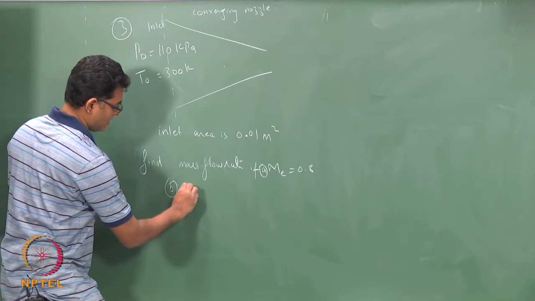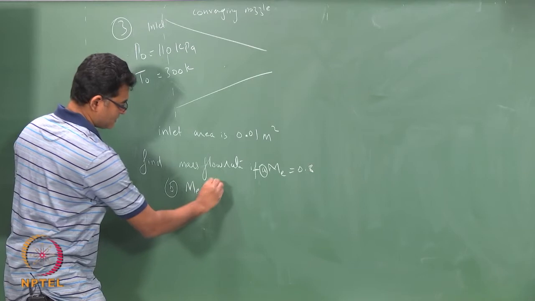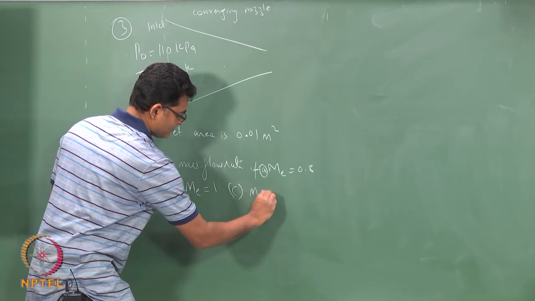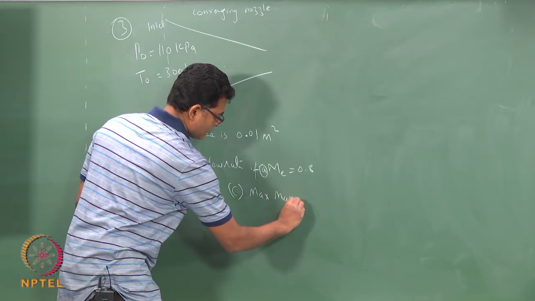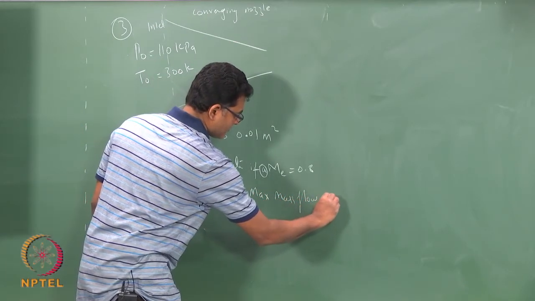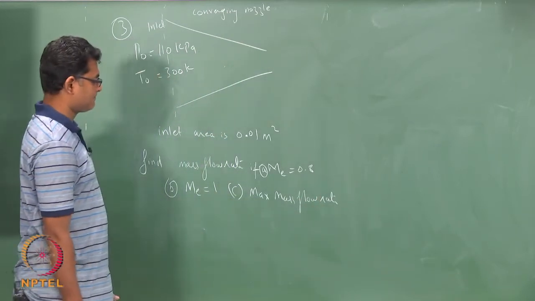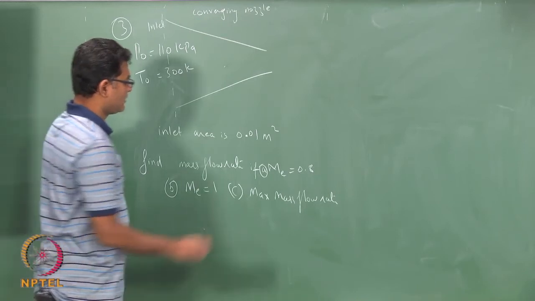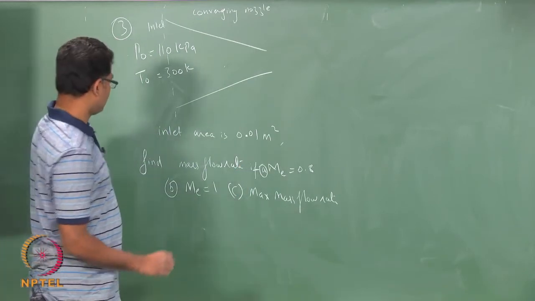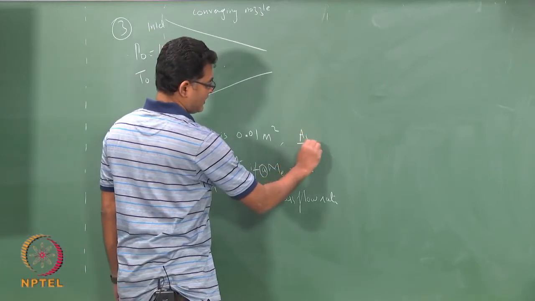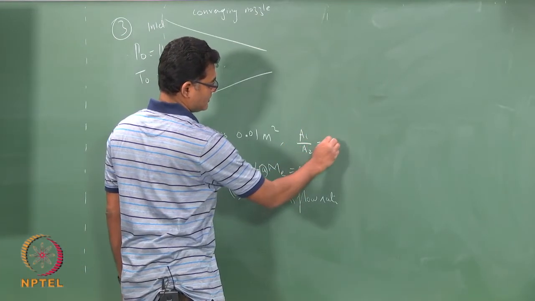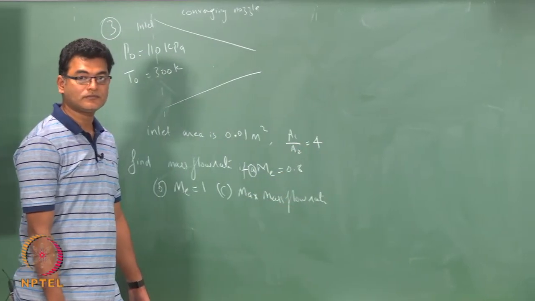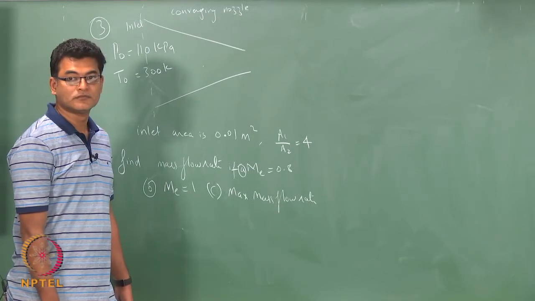Second question, if at m exit is 1, we find the maximum mass flow rate. The area ratio also you would need. The area ratio A1 by A2 is 4.